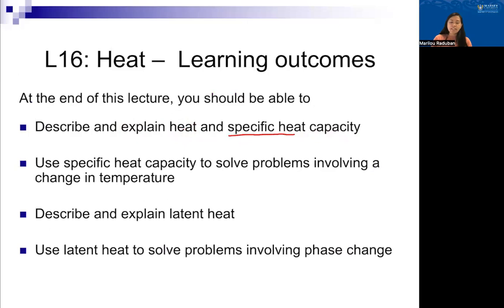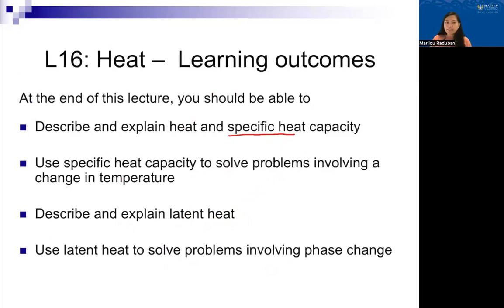Then we'll use the concept behind specific heat and the relationship between heat and temperature to solve some problems, to see how the temperature of an object changes when it heats up, for example. We'll also look at another material property called the latent heat, which is related to the object changing phase, for example, from solid to liquid and liquid to gas. And after learning what latent heat is, we'll use it to solve problems involving phase change.